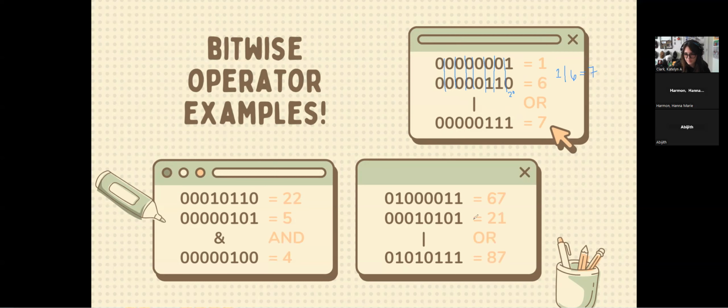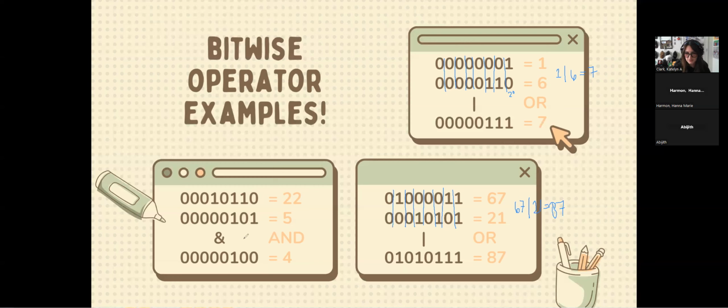So this is a more complicated OR example. Once again, you're just going to be comparing each bit. This first number is equal to 67 in decimal. So 67 bitwise or 21. These are both 1s, so you get a 1. There's a 1 here, 1 here, zeros, 1 here, zeros, 1, zeros. And that is equal to decimal 87.